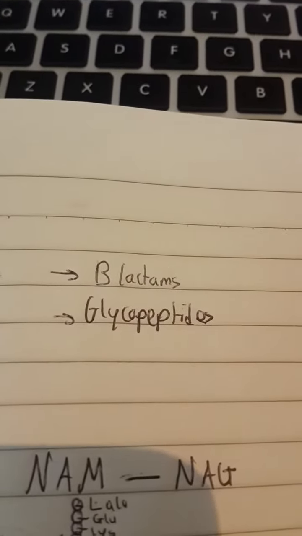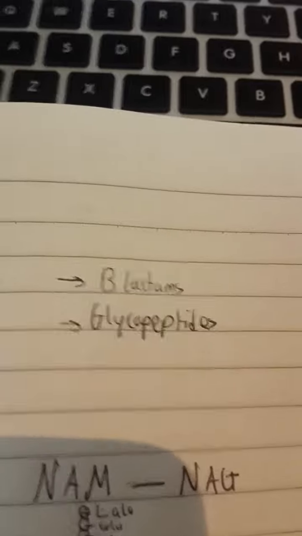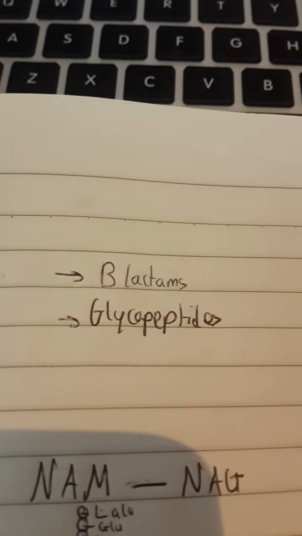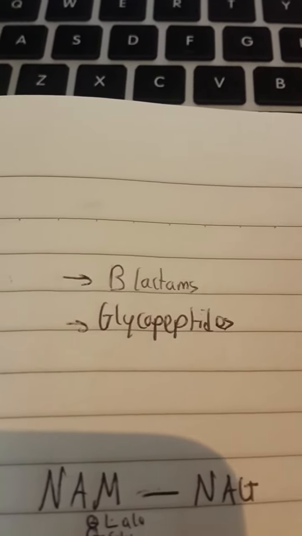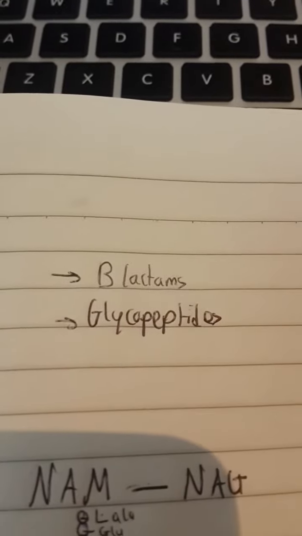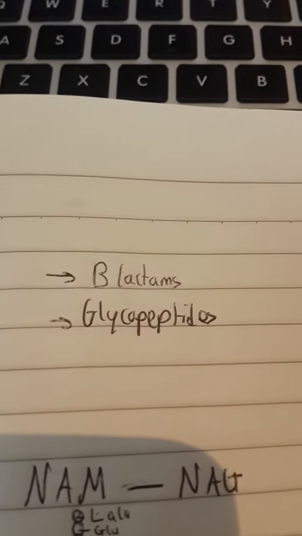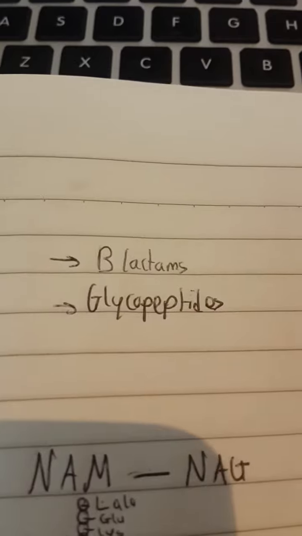Okay, so for question 5a, describe two classes of antibiotics that inhibit cell wall synthesis. Our two main classes are going to be beta-lactams and glycopeptides. Glycopeptides, namely vancomycin, teicoplanin, and telavancin.